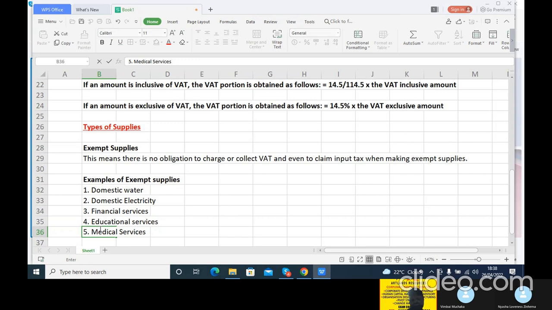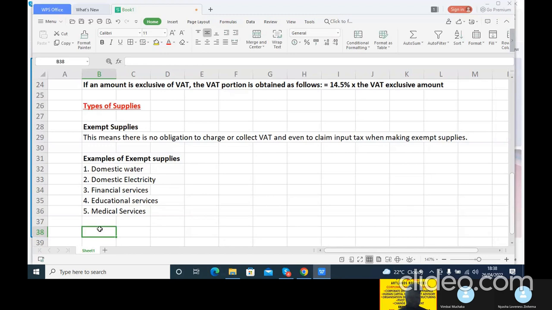Then other supplies are called zero rated supplies. Now you may say exempt supplies, you are saying there are no VAT consequences of a transaction because they are exempt. If you are an exempt supplier, you don't even claim input tax. But what about zero rated supplies?